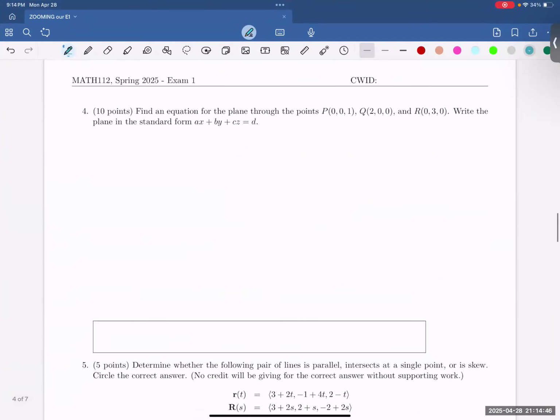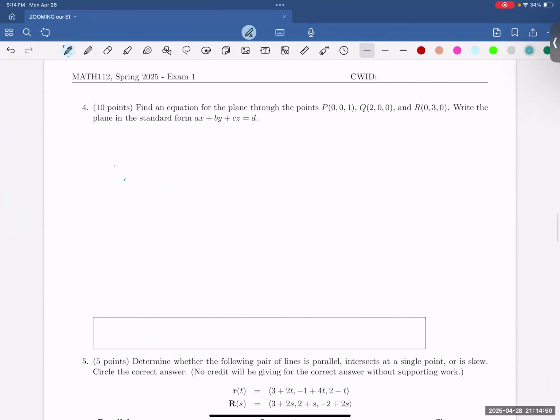Equation of a plane through some points. Right, plane in standard form. Okay, so here is point P. Here's Q. Here's R. Together they determine a plane. Maybe it helps to draw a plane. Here's P, Q, R. Doesn't matter. Here, let's put P there, Q there, R there. In the end, those 3 points lie in the plane.